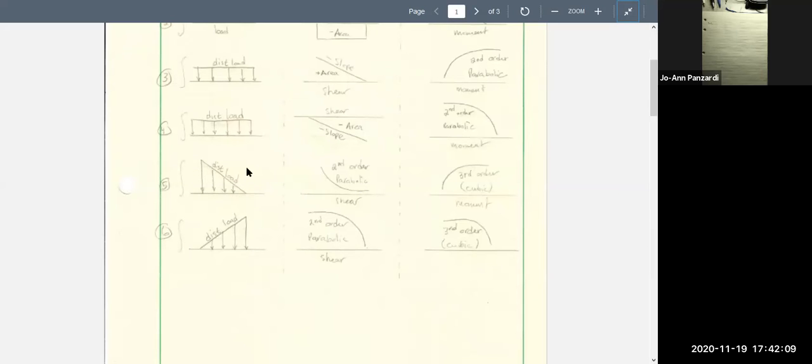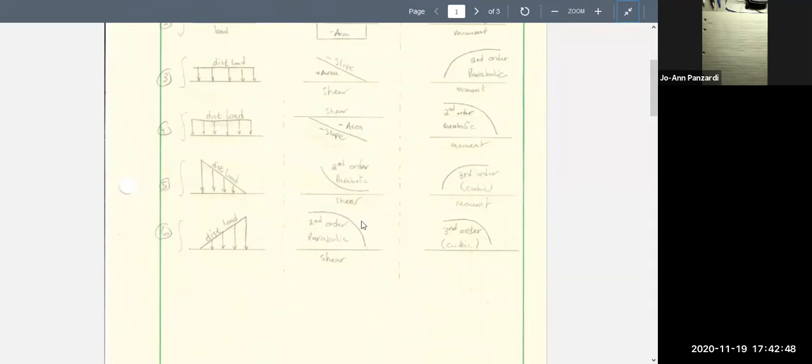There are times we have triangular distributed loads. A triangular distributed load is going to result in a parabolic shape because this equation has an x in it, so it's going to be x squared. We could also have a distributed load that's triangular, but instead of having a negative slope, it has a positive slope. A negative slope results in the parabolic shape going down. A positive slope results in the parabolic shape going down, but it's different. One's concave up and one's concave down.